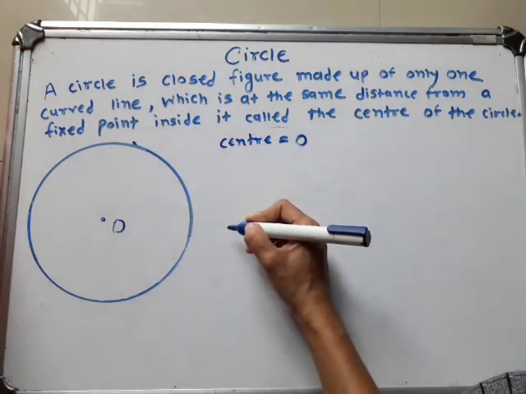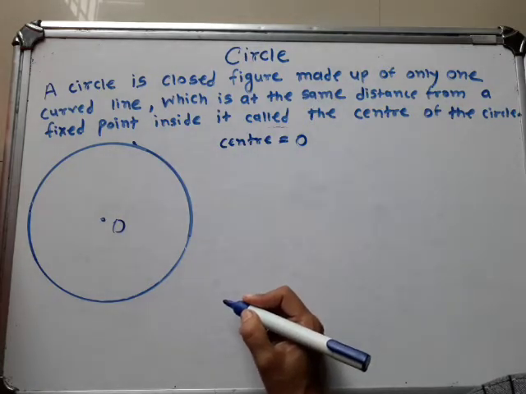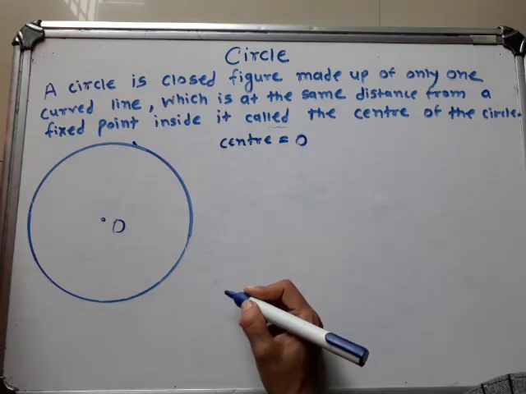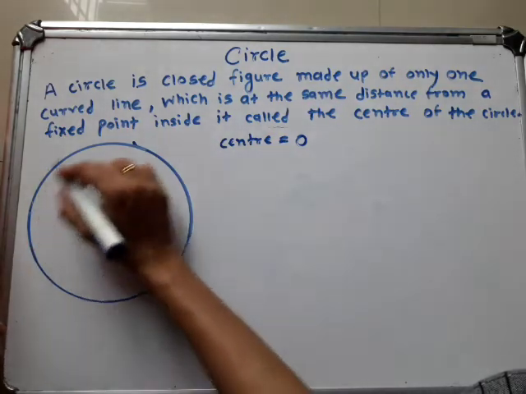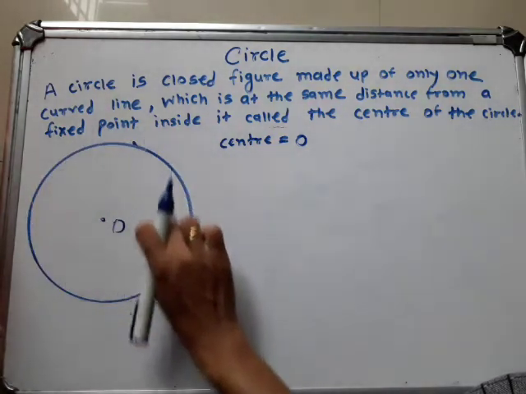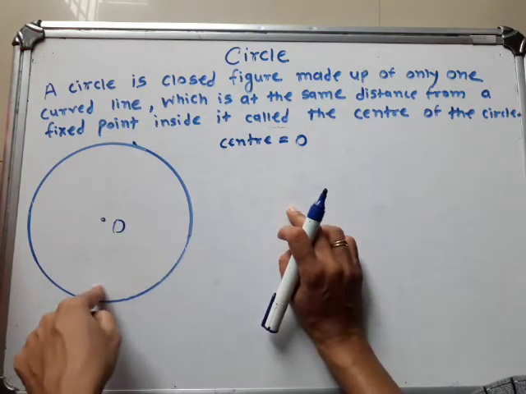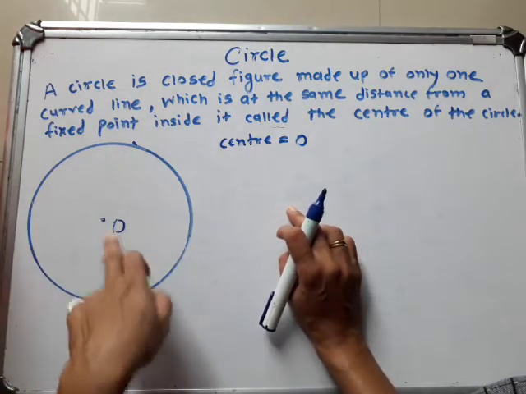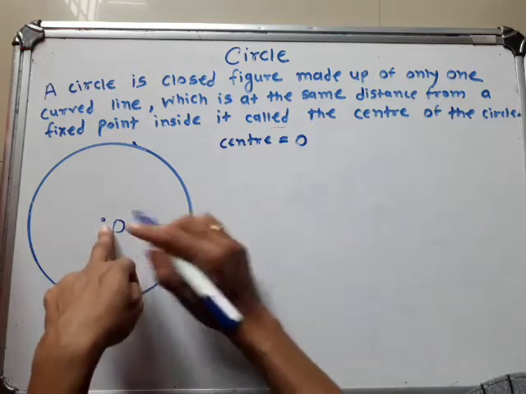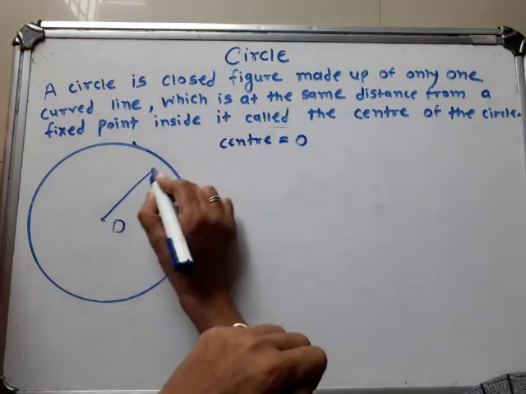Then radius. What is meant by radius? Radius is a line segment joining the center of the circle to any point on the circumference. First, circumference means the boundary line. The circumference is the length of the curved edge of the circle. इसकी जो पूरी लेंथ है इसको क्या बोलेंगे हम? Circumference. And radius means the distance between the center and this boundary line, the circumference.